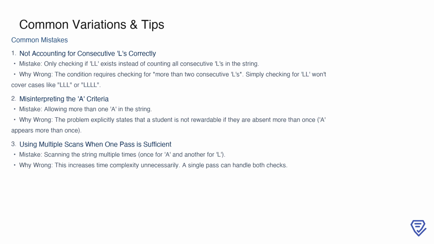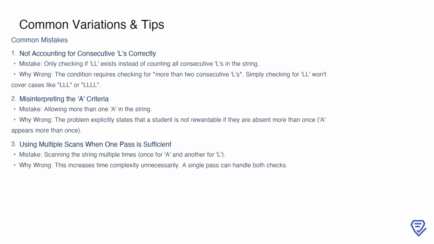Let's start by addressing some common mistakes students make when solving this problem. First, there's the issue of not accounting for consecutive L's properly. A common mistake is simply checking if LL exists in the string, but this approach won't catch cases where there are more than 2 consecutive L's, like LLL or LLLL. The problem explicitly requires checking for more than 2 consecutive L's, so make sure you're counting all consecutive L's accurately.